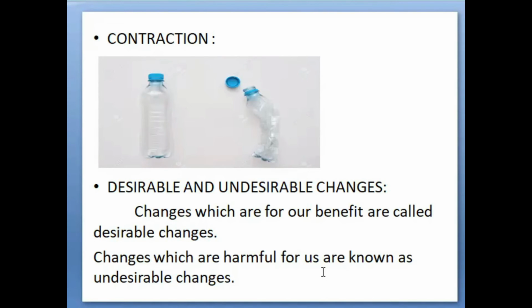For example, floods, pollution. So these are few examples of undesirable changes. With this, we have finished chemistry, that is chapter 6, changes around us.